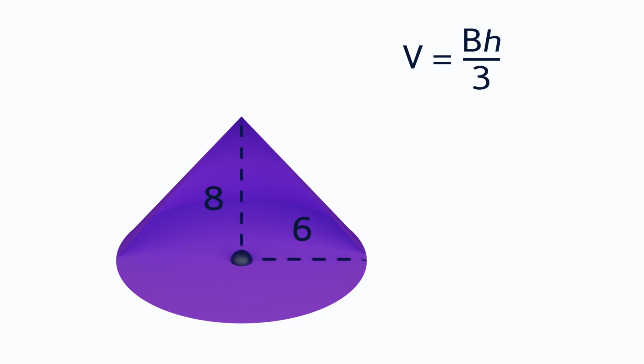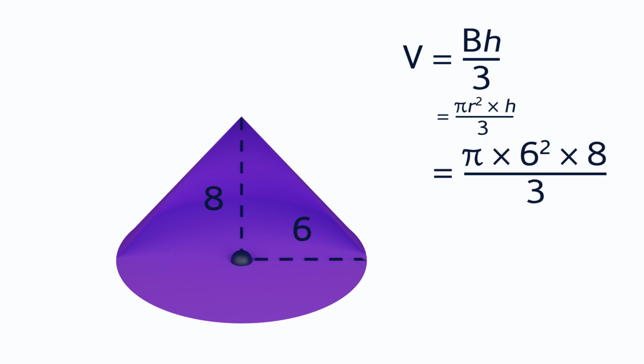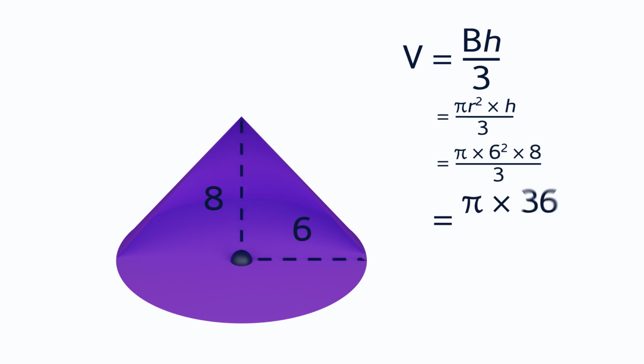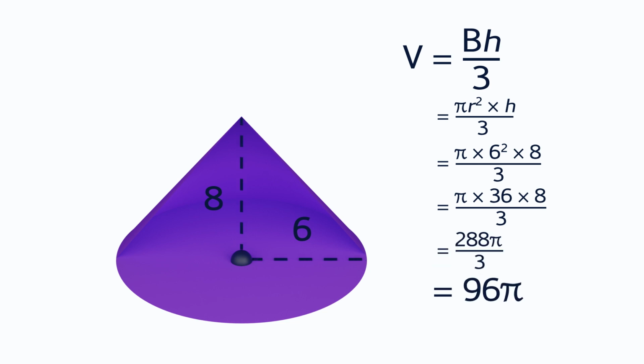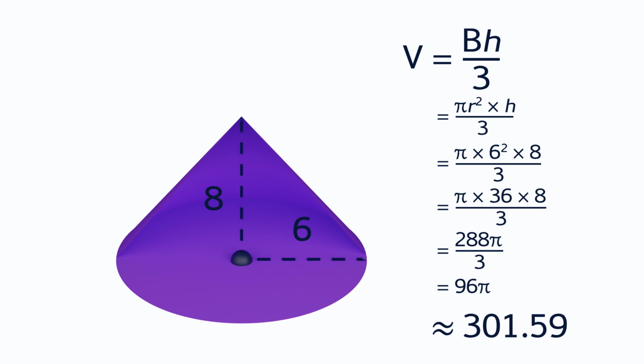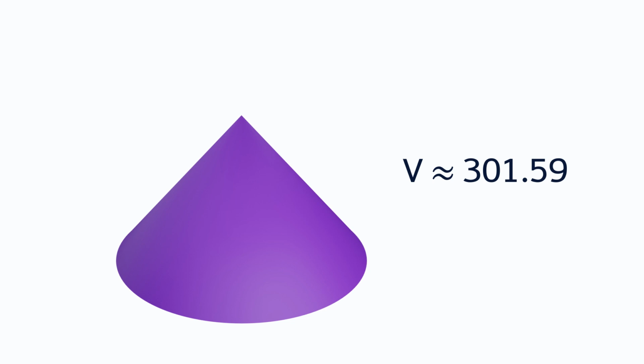Now you can insert the values for the radius and the height into the formula from the previous example. Insert 6 for the radius and 8 for the height. 6 squared equals 36. 36 times 8 equals 288. 288 divided by 3 equals 96. 96 times pi equals approximately 301.59. So the volume of this circular cone is about 301.59.